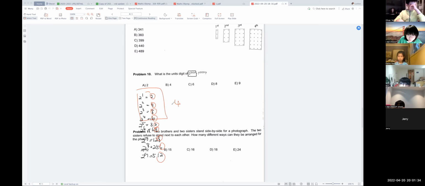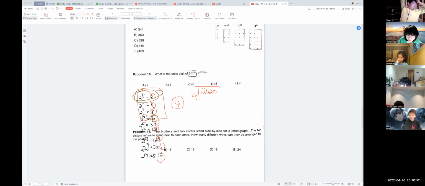That means the pattern repeats every 4 exponents. 2020 divided by 4 has no remainder. This is a part I want to emphasize: some students say no remainder means 1. No, no remainder means 6, because 4 divided by 4 has no remainder. Remainder 1 gives 2, remainder 2 gives 4, remainder 3 gives 8, and remainder 0 gives 6. So for this one, the last digit is 6.